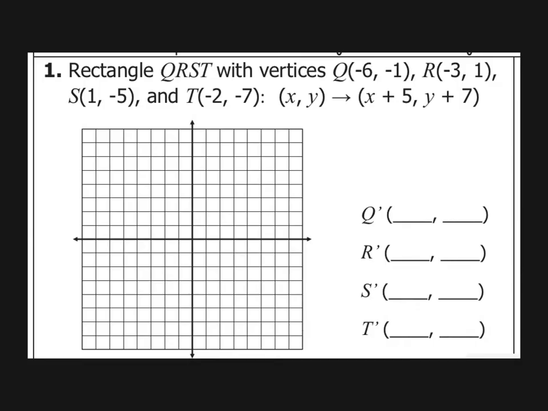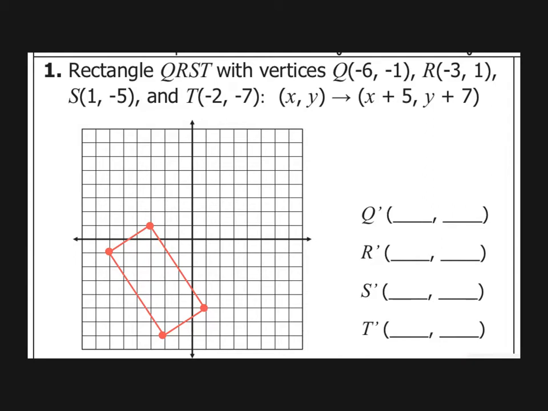So as you might guess, I'm going to ask you to press pause, and I want you to draw the rectangle with vertices Q, R, S, T, or as we will refer to it, rectangle QRST. Draw that rectangle onto the graph, and then come back to me when you're ready. Press pause now. Now hopefully you have the same rectangle that I do.